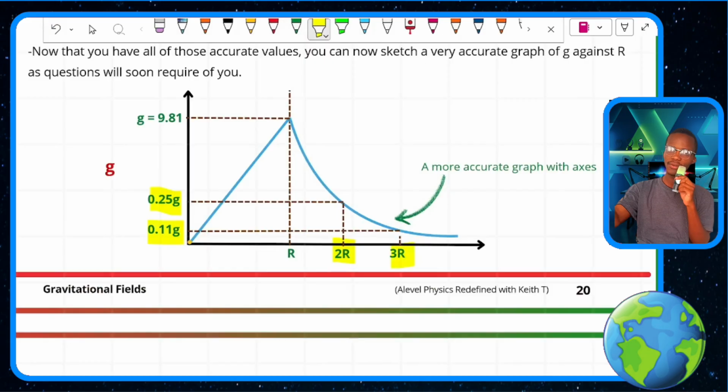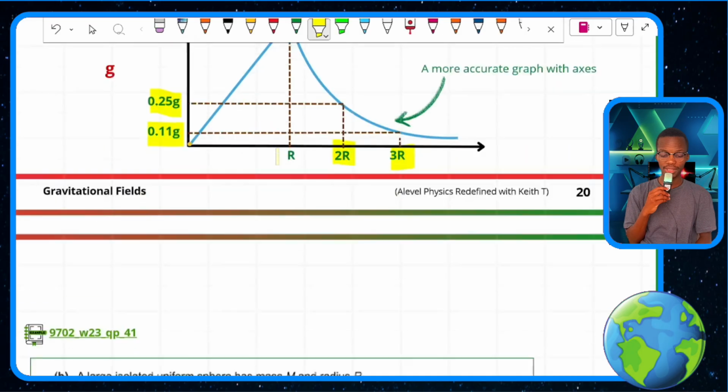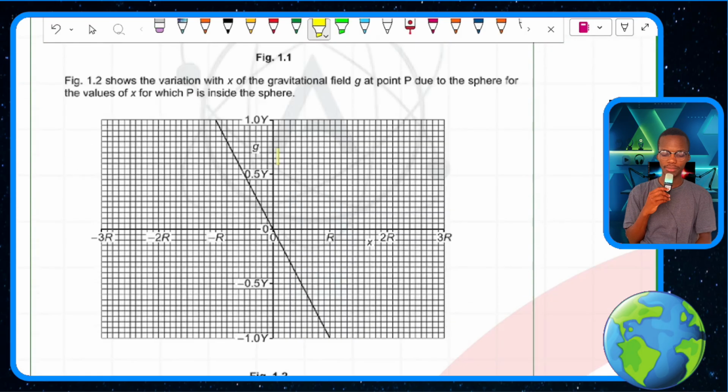So you can have even 4r, you can even have 5r, you can plot these different points, and they're just going to get progressively smaller as you approach bigger and bigger distances. So that's how you can plot the graph. That's the variation of g against r, both within the surface as well as when you get outside of the surface. And yeah, different questions will ask you different things.